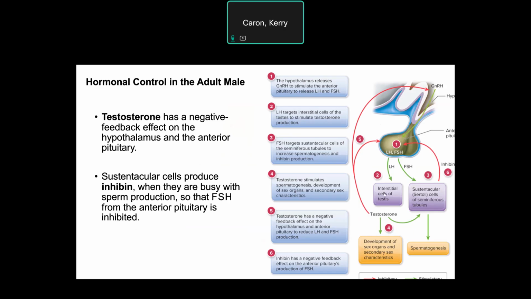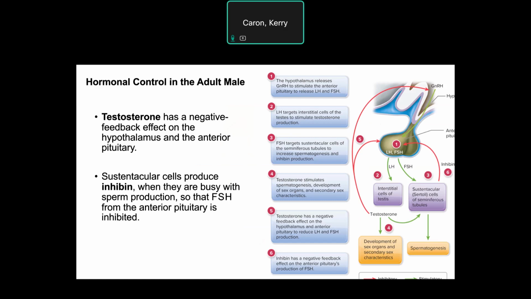They're both going to the testes, but the luteinizing hormone is going to go to the interstitial cells of the testes and say, produce testosterone. The FSH is going to go to the sustentacular cells of the seminiferous tubules, and it's going to say, produce sperm. So that's what happens here. But testosterone is also going to help that process. It's going to develop your sex organs and your secondary sex characteristics as well.